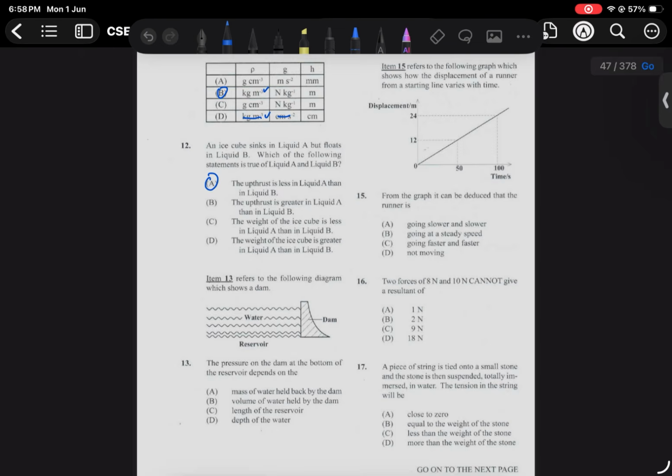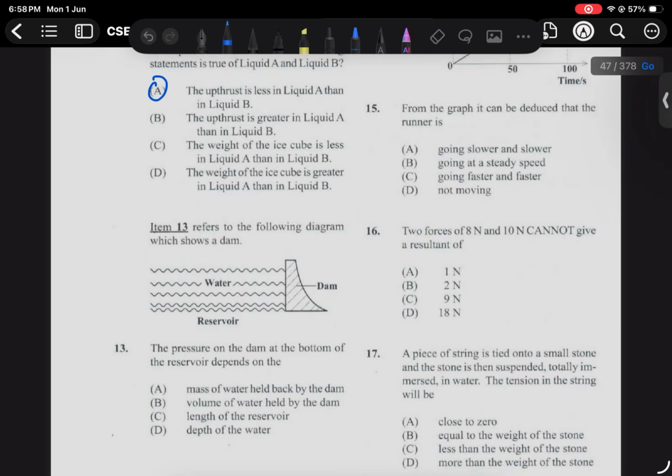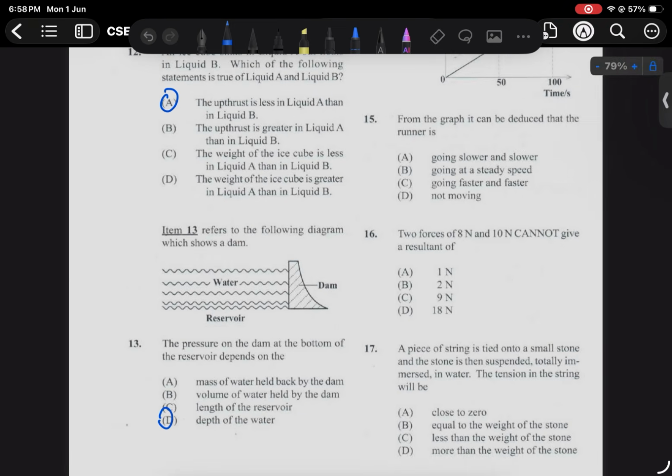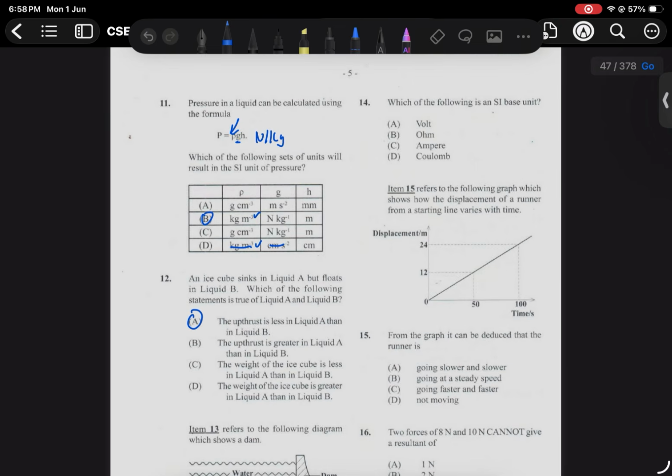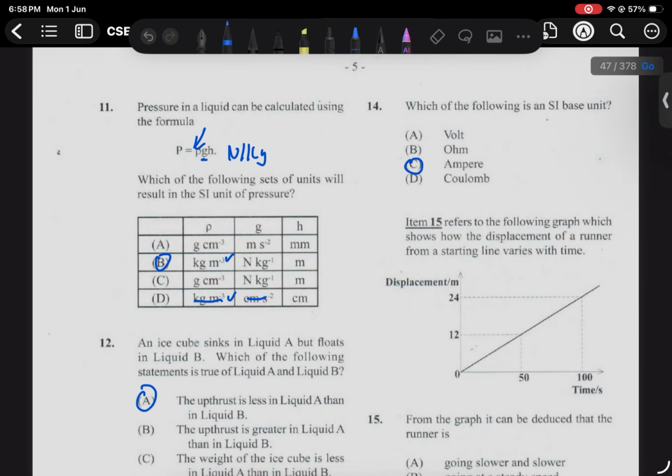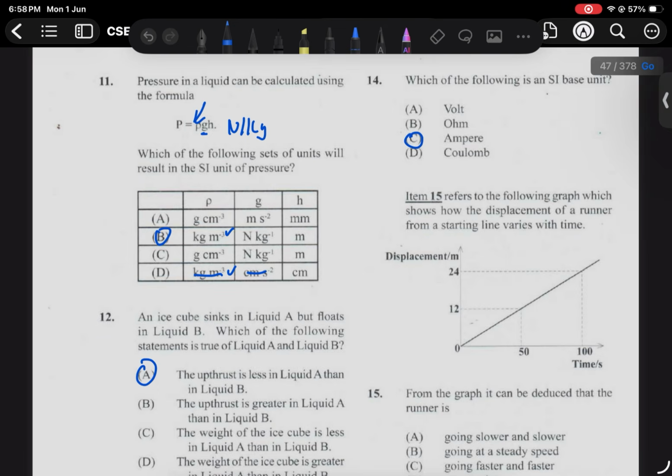Item 13 refers to the following diagram which shows a dam. This is a repeat question. Although the pressure on the dam at the bottom of the reservoir depends on the depth, it mainly depends on the depth. Which of the following is an SI base unit? Repeat question.